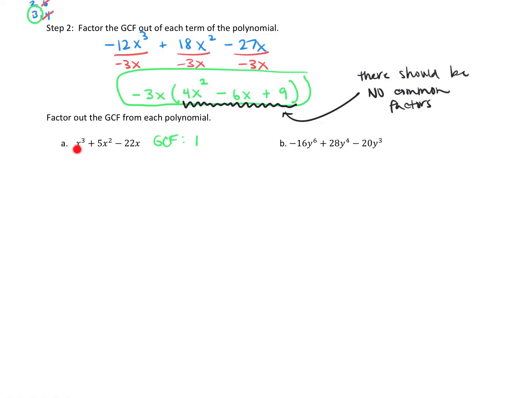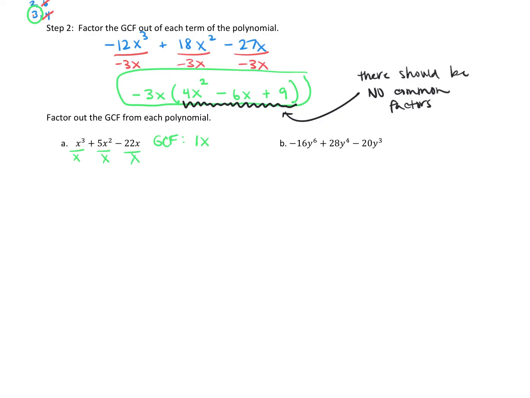Now let's look and see, do all three terms have x's? They do. That means they have x's in common, but what's the most that they have in common? So go to your smallest. This is an x to the first. This does not have any more than that, so that's the most that they would have in common. So 1x to the first.